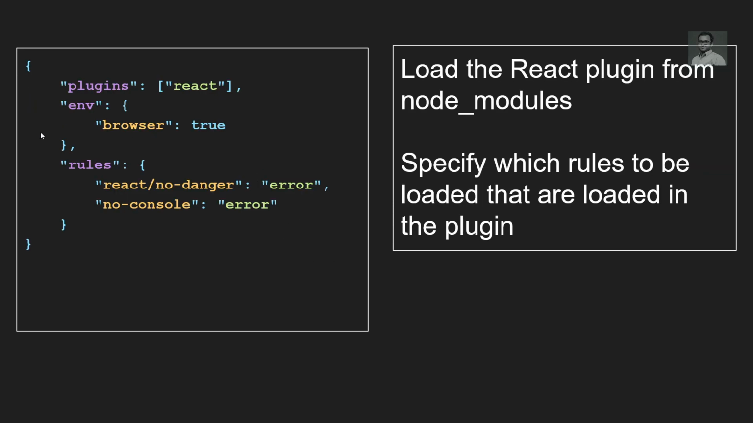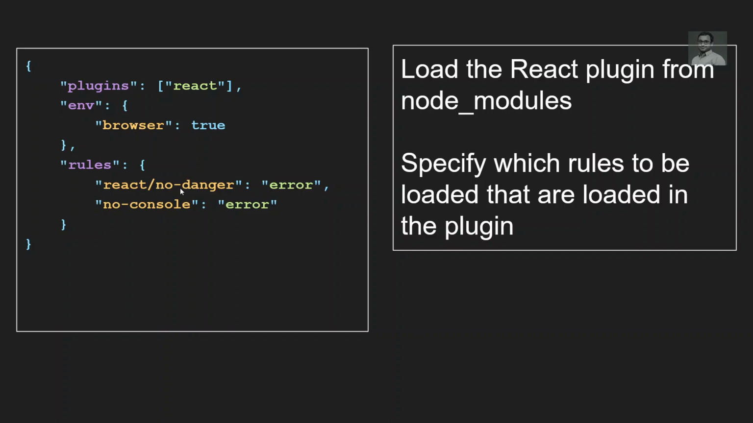Now here is how we can import a plugin. In the plugins key, you will import one plugin, React. This React will be loaded automatically from the node modules. Once the plugin React is loaded, this plugin will have some set of custom rules. It will have so many custom rules, and whatever custom rule is required, you can load it here.